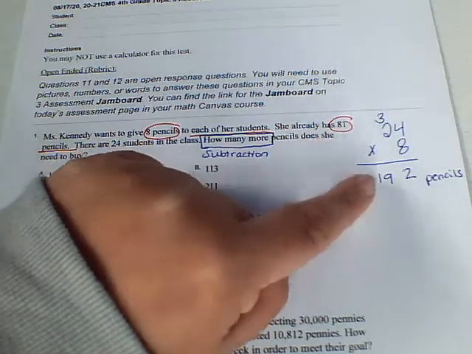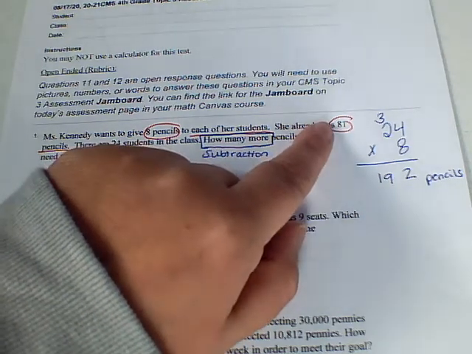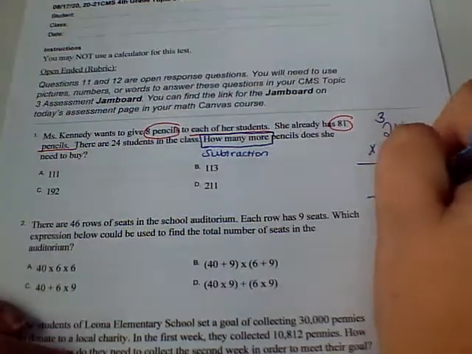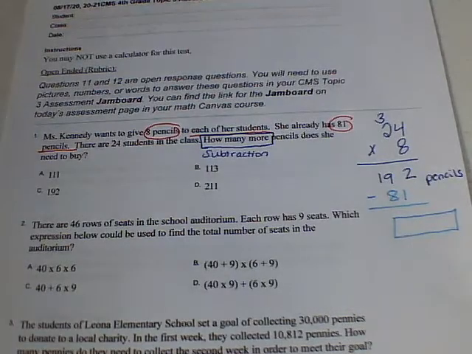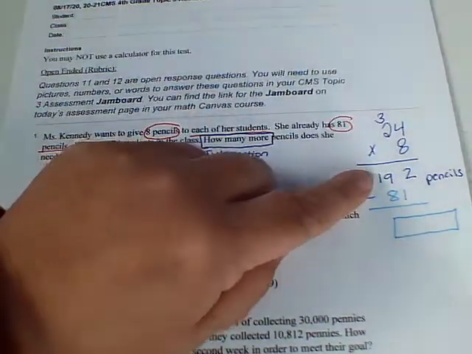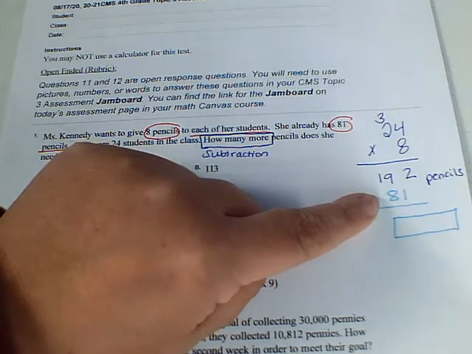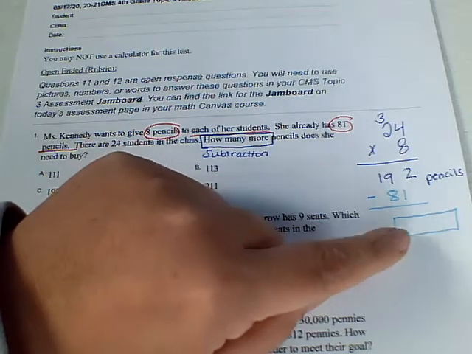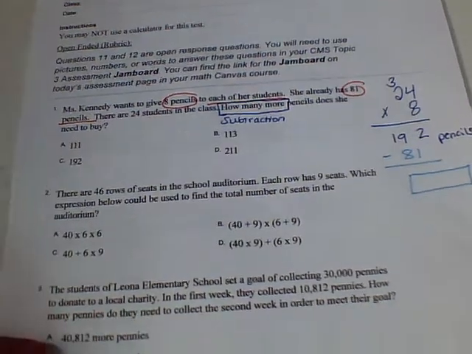So I need to take how many pencils she needs and subtract how many she already has to get my answer. So I need to go ahead and take away the 81 she already has. And that's going to give me my answer. Okay? So I know in order for each student to have 8 pencils, she needs 192 of them. But she already has 81 of them. So I'm going to subtract that from the total number she needs, and then that's going to give me my answer.